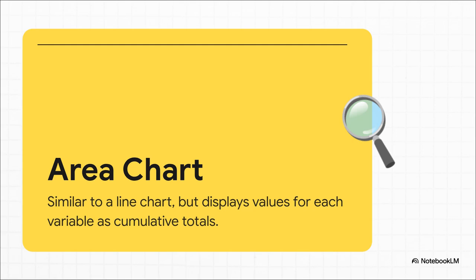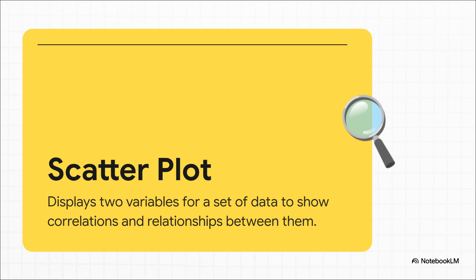Okay, what about the area chart? The easiest way to think about it is like a line chart, but with the whole space underneath it filled in. And that shaded area is the key. It represents volume or a cumulative total. It's absolutely perfect for showing how different streams, say online sales and in-store sales, add up to create your total revenue over time.